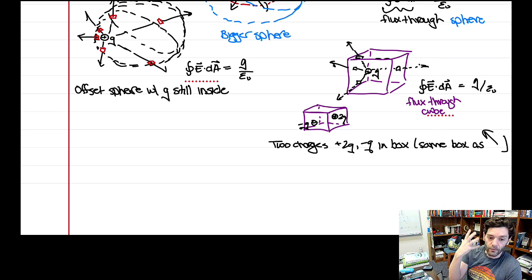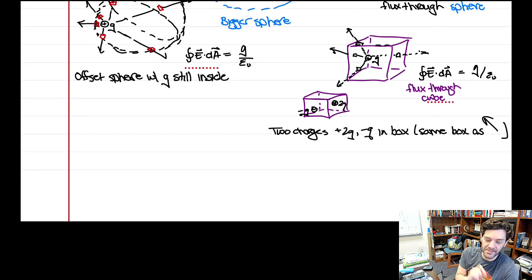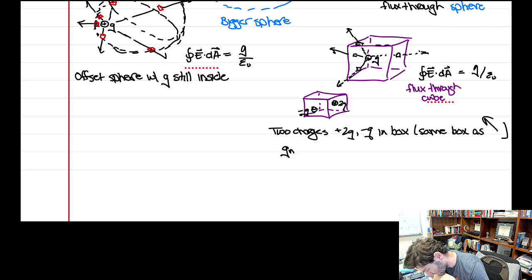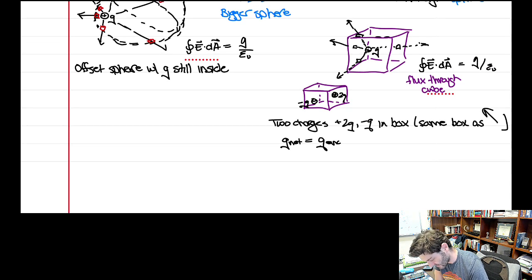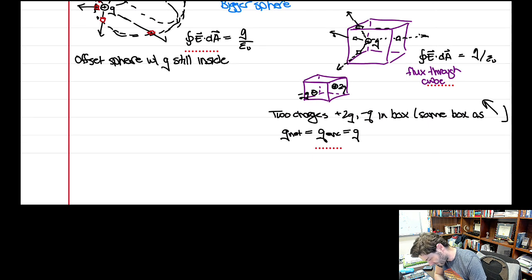What is the flux through the box? Has it changed? Before there was only a single charge and I calculated the flux through that box, I said it was Q over epsilon naught. Same box, but now I've changed the charges inside the box. But notice the net charge is still just Q. Q net, which is the total enclosed charge, is still just Q. And so, as a result, the flux through this box is, again, just Q over epsilon naught.